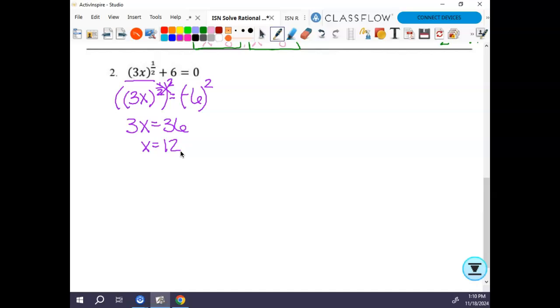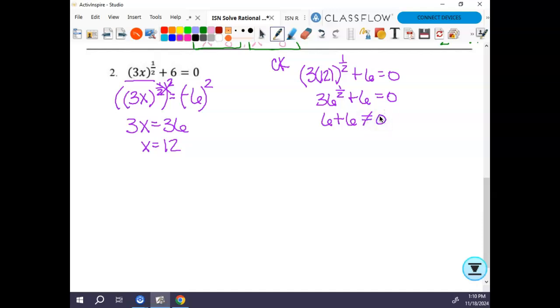Everybody good? Are we done with this? What do we have to do? We have to check it. So we're going to come over here. We're going to check it. We have 3 times 12 to the 1/2 power plus 6 equals 0. So that's 36 to the 1/2 power plus 6 equals 0. What's 36 to the 1/2 power? 6. So I get 6 plus 6, and that does not equal 0.